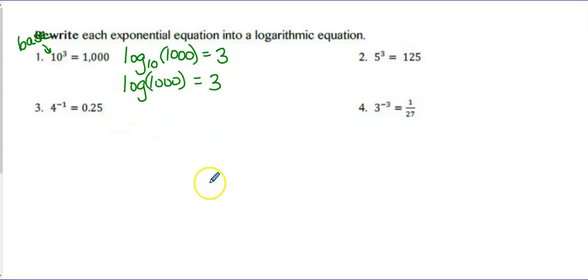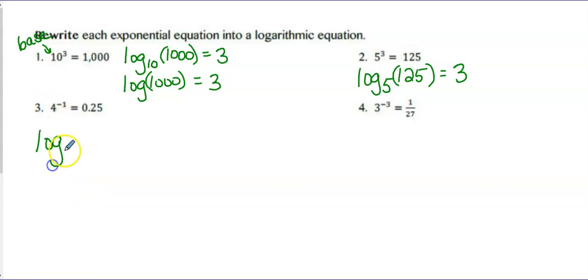Let's look at number 2. 5 to the third power equals 125. So we would write log base 5 of 125 equals 3. 4 to the negative 1 equals 0.25. Your base always goes there as a subscript. This number here is in parentheses. And then your exponent is after the equals.